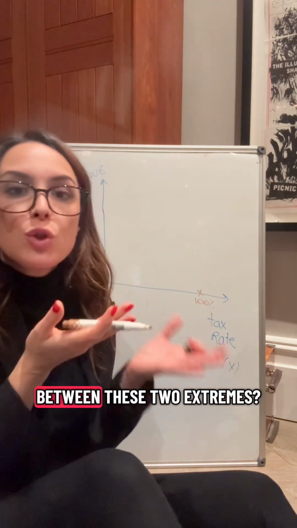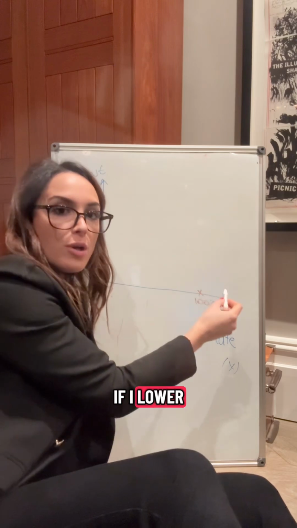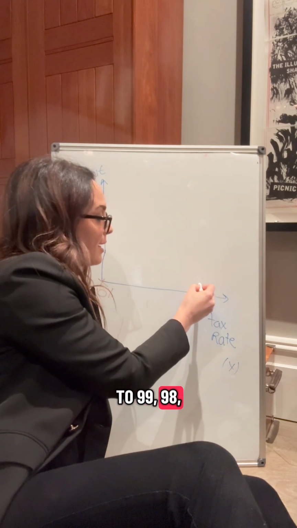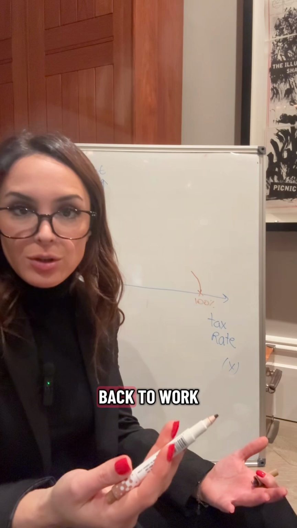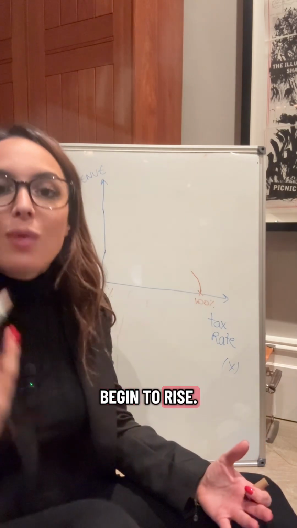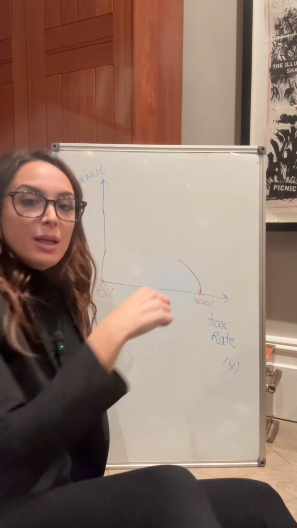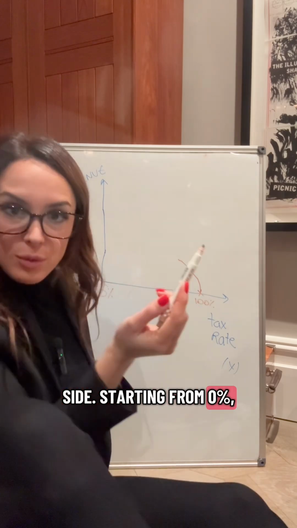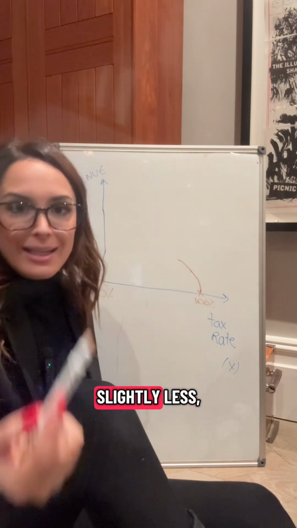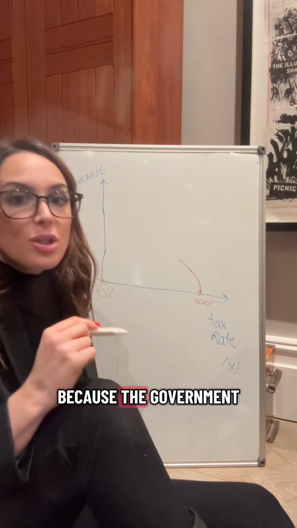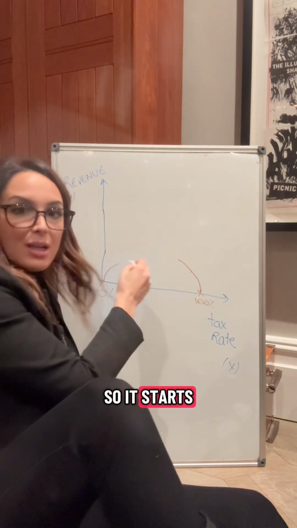Now, what happens between these two extremes? Starting from 100%, if I lower the tax rate to 99, 98, 97, 96%, sooner or later, someone will go back to work and revenues will begin to rise. The y-axis starts moving upward. On the other side, starting from 0%, if I raise the tax rate to 1%, you may work slightly less, but revenue still rises because the government is now actually collecting something. You see, 0%, 1%, so it starts to rise.